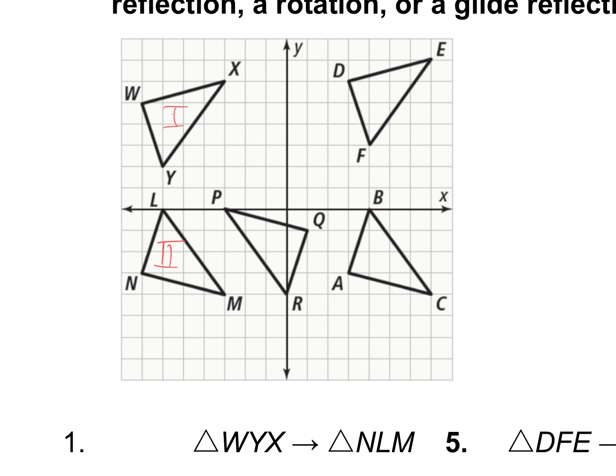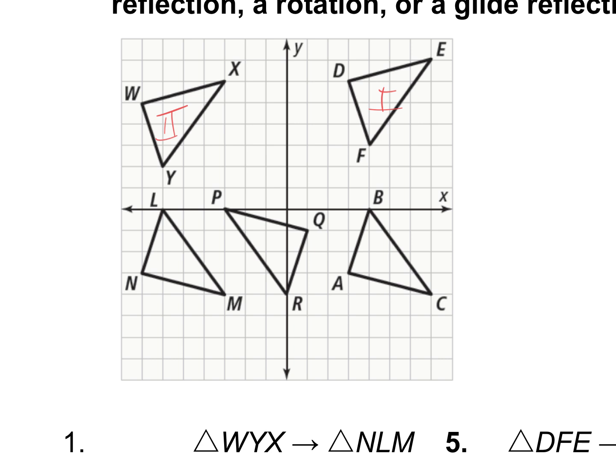Number 5, we are going from DFE to WXY. We're going to go through the options. Is that a translation? Yes. Why yes? Because it's the same way. Right. All it's doing is moving across the graph. It's the same orientation. It's the same focus as what it was at the beginning. So number 5 is a translation.